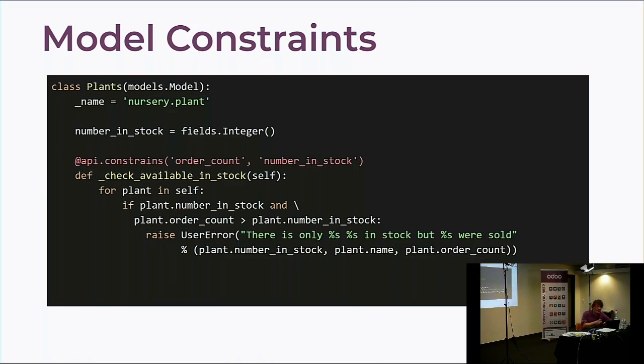Okay, so to define a constraint, here we had a field number in stock. And we will say that if the number of orders exceeds the number in stock, we will return an error. There is only 6 in stock, but 7 are sold. Here we have to define the triggers too. So the order count, the number of orders I made, and the number in stock. And we will say for each plant, if the number in stock is set and if the order count is greater than number in stock, I raise the error.